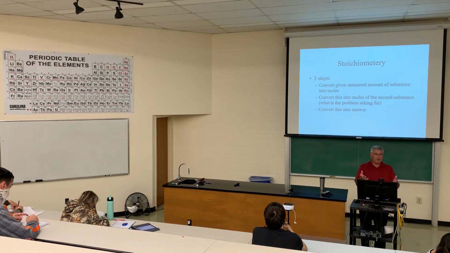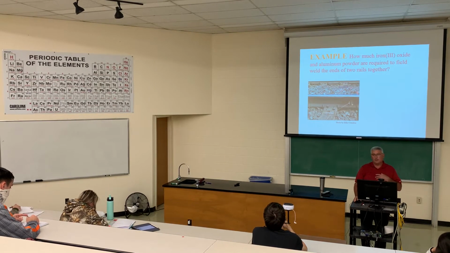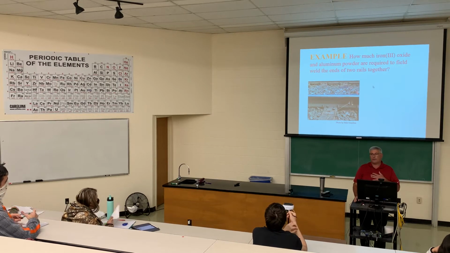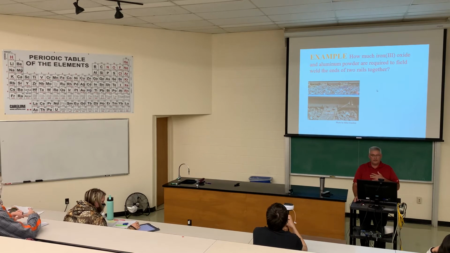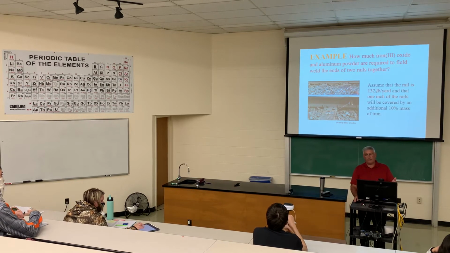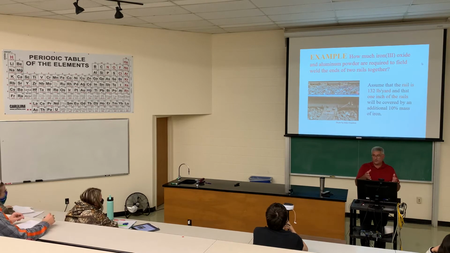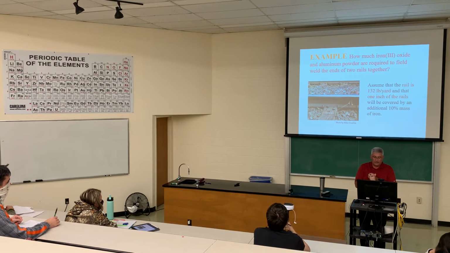Now, when we get into problems, for example on Sapling, Sapling loves to do fun stuff like this, and we'll set this problem up. How much iron(III) oxide and aluminum powder are required to field weld the ends of 2 rails together? To get to this, you need some information about a weld and how much weld we're going to need to make that work. This gives that to us: the rail is 132 pounds per yard, and 1 inch of the rail will be covered by an additional 10% mass of iron.